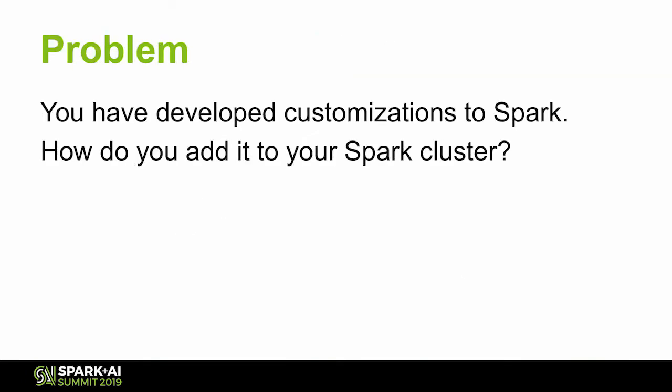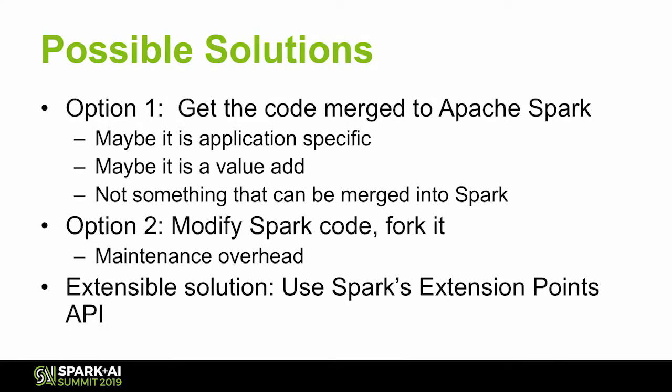So you have developed your customizations to Spark. Now, how do you go about adding it to your Spark cluster? Some possible solutions: the first one is maybe you can get your code merged to Apache Spark. But there are challenges associated with it. Maybe your code is application specific, or maybe it's a value add, something that you don't want to open source, or something that's not generic enough that the community might accept it. The next option is maybe you can modify your Spark code. You fork the branch, and then you put in your optimizations, and you use it. But the challenge to that is there is a maintenance overhead associated with that.